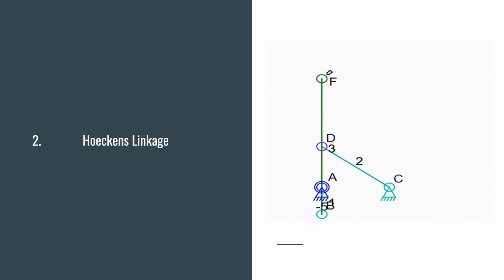The next one is the Hawkins linkage. It is a 4-bar mechanism that converts rotational motion to approximate straight line motion. It is named after Carl Hawkins. The Hawkins linkage is a cognate linkage of the Chebyshev linkage, as you can see in the illustration.